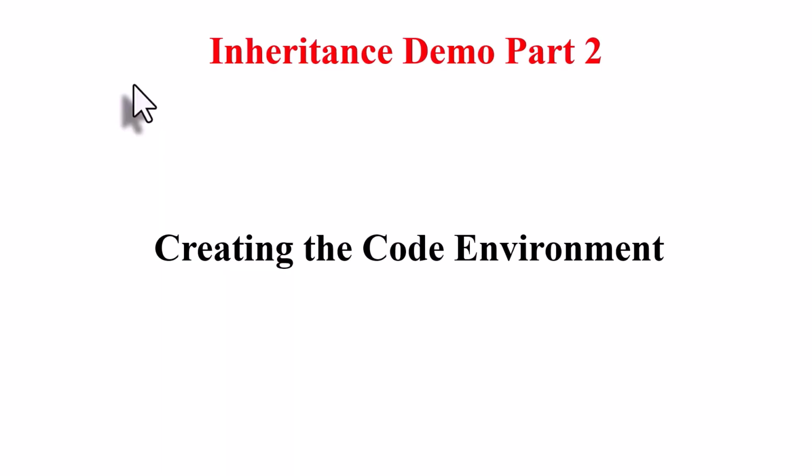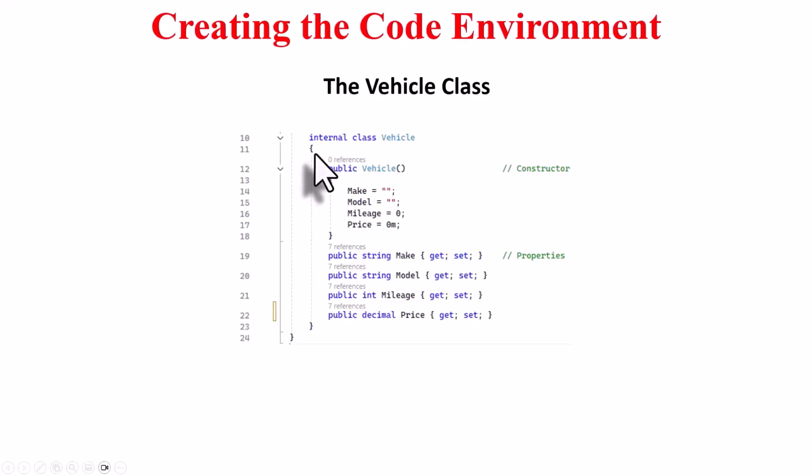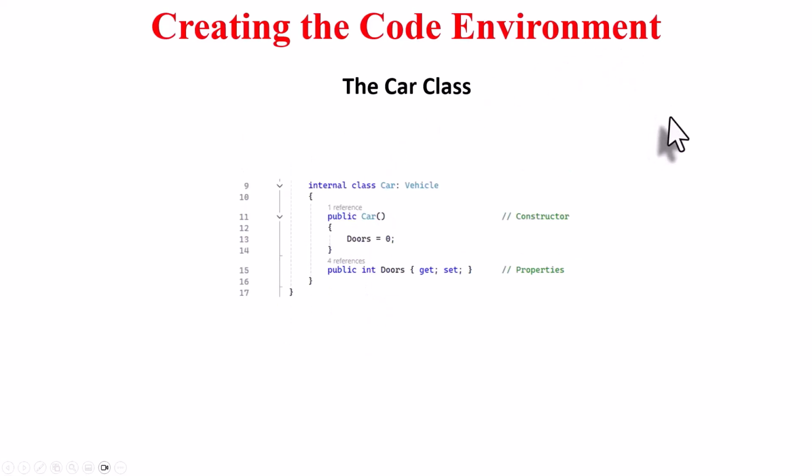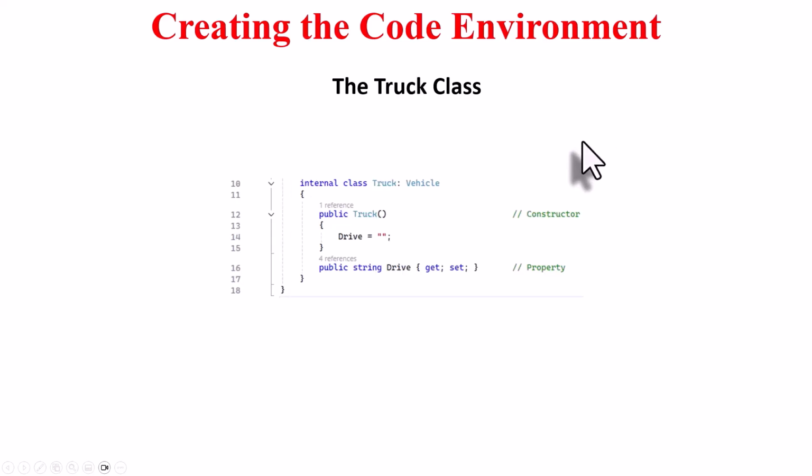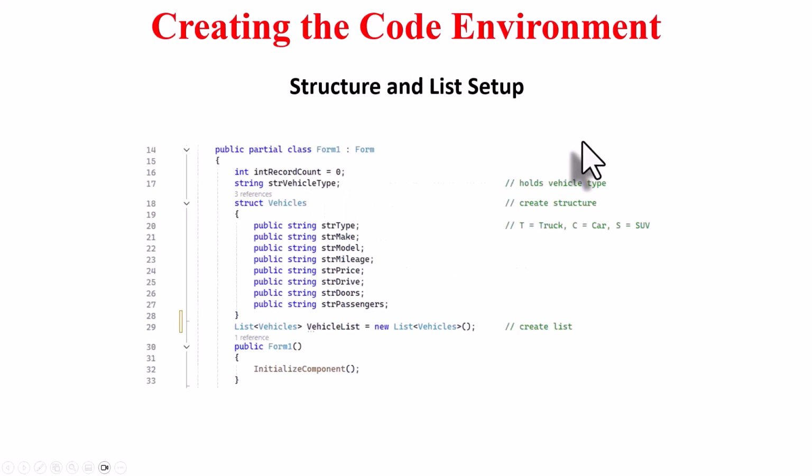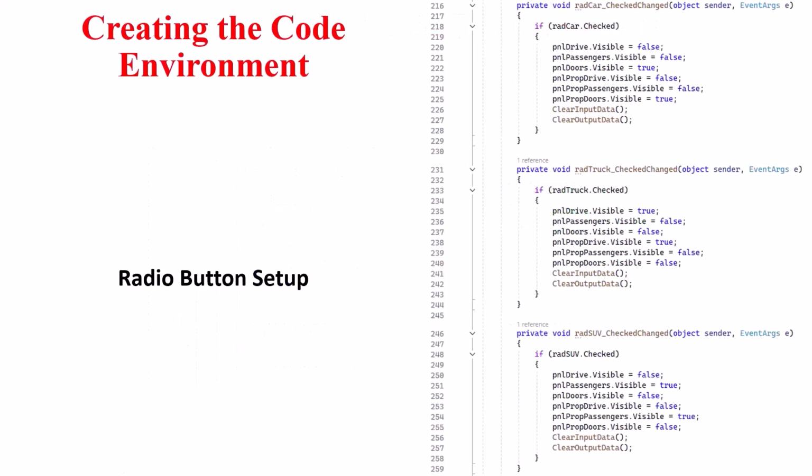Watch. The second step in creating our application, which we'll find in our Inheritance Demo Part 2, is to create the code environment. To do that, we need to set up the vehicle class. We want to set up all the classes and put those things in place, along with the car class, the truck class, the SUV class, and then we want to set up our structure. So we're going to have that in place in our program. And our vehicle list. And we've got a couple of variables that we want to use, the record count and the string vehicle type.